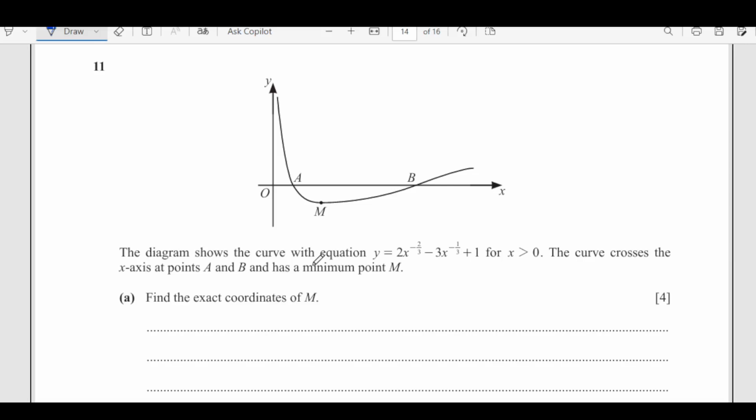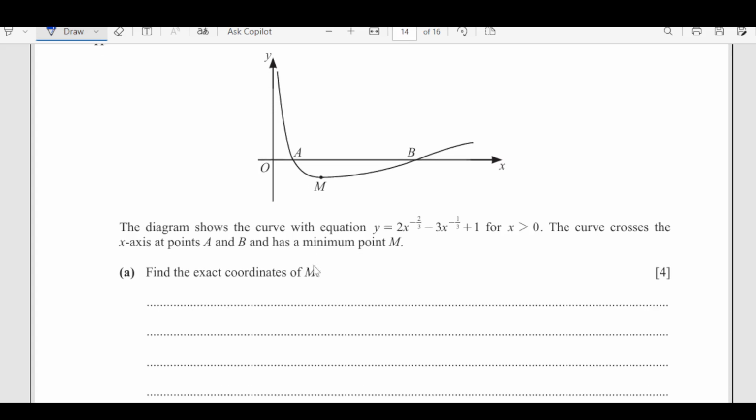Now question 11. Question 11. The diagram shows the curve with equation this for x greater than 0. The curve crosses the x axis at points A and B. It has a minimum point at M. Find the exact coordinates of M.